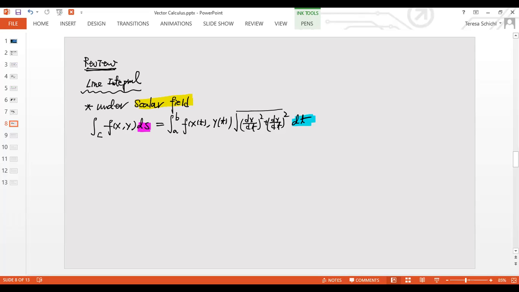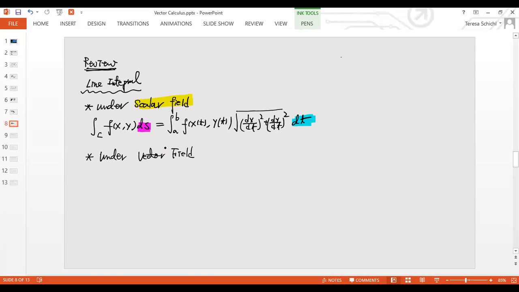We also talked about two other line integrals under the scalar field: an integration with respect to x, or an integration with respect to y. Now let's take a look at the next topic, the current topic of this video. We're going to do the line integral under what we call the vector field.